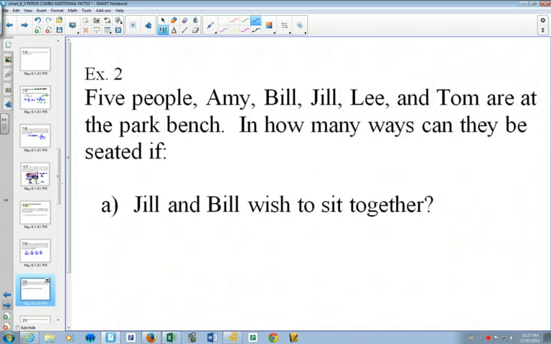So we got 5 people, Amy, Bill, Jill, Lee, and Tom. Just before I gave out handouts, I chose names that would take less time to write down. So they're all 3-letter names. And they want to sit on a park bench, and Jill and Bill want to sit together. So this becomes a grouping strategy because Jill and Bill now become a mini group.